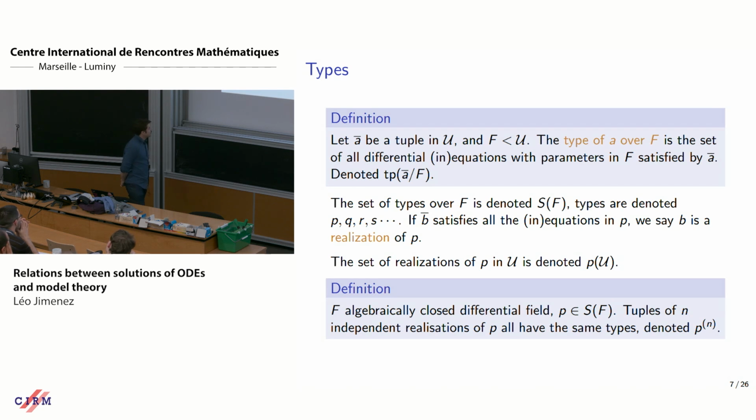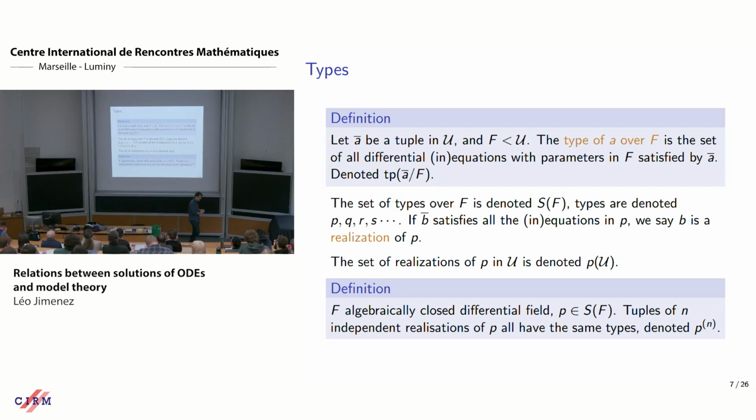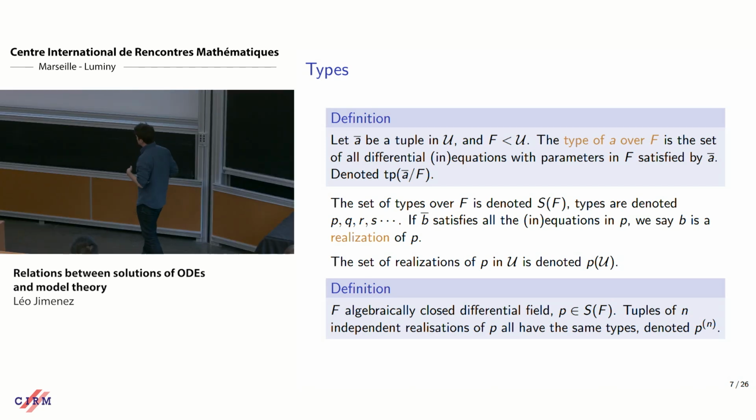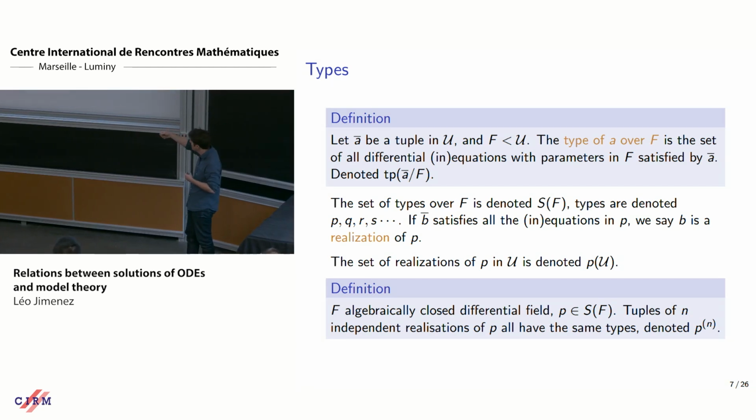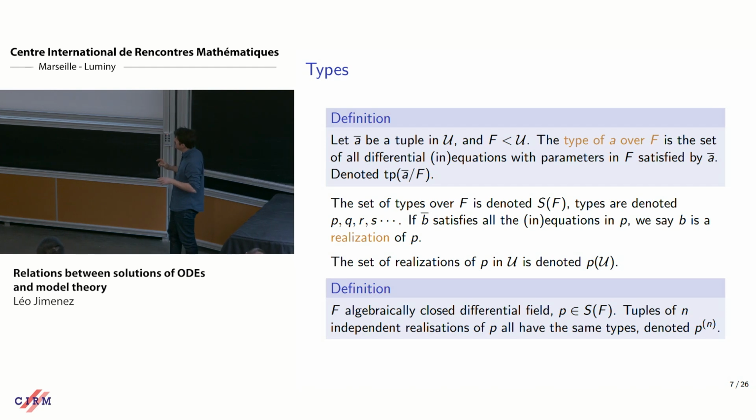All right, so now remember, I was talking not just about one solution of my equation, but about tuples of generic solutions, an independent generic solution, and this is the type version of this. So if I have F an algebraically closed differential field and a type P over F, tuples of n independent realizations of P all have the same type, and I denote it P to the power of parenthesis n, and it's called the Morley power of P.